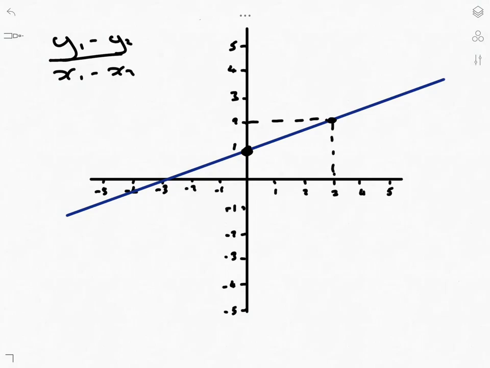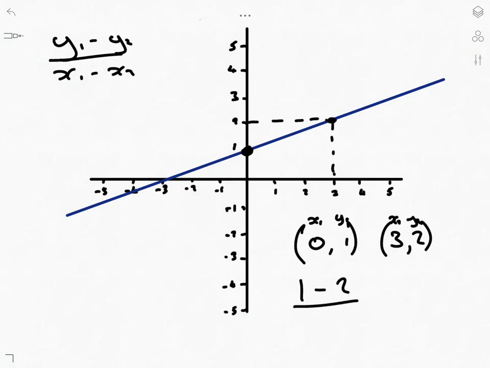Okay, so this first one is 0, 1, and the second one is 3, 2. Again, probably makes more sense to use the axes ones, but you know. So we have our x1, y1, x2, y2. If you're unsure, you can label them, helps you out maybe. So y1, 1, take away y2, which is 2, divide by x1, 0, take away x2, 3.